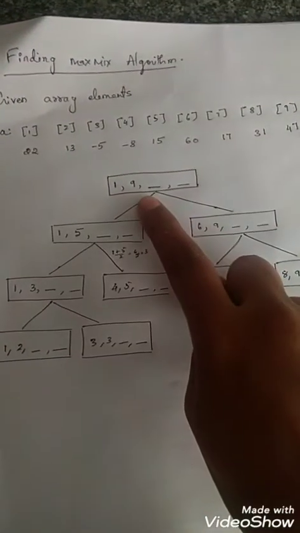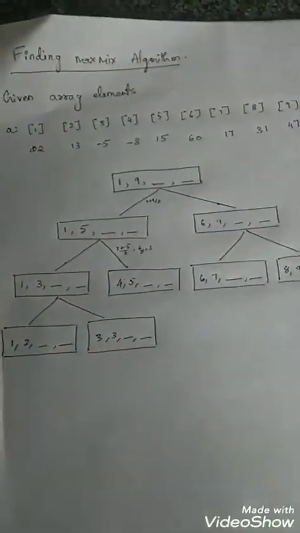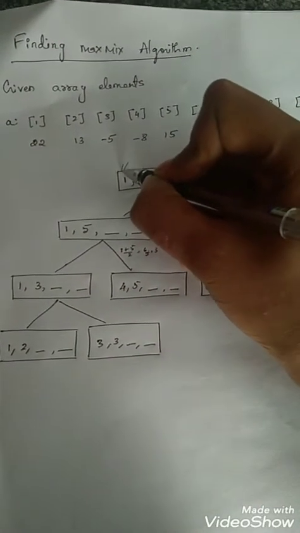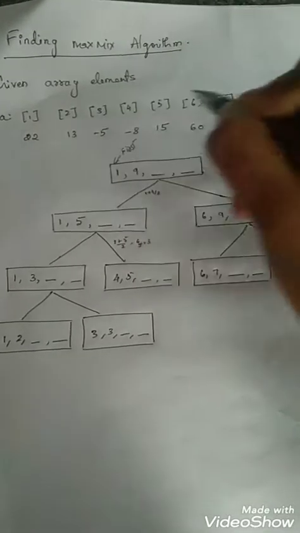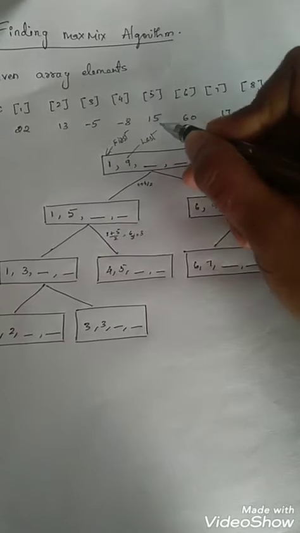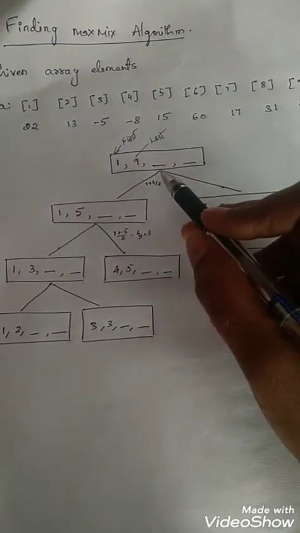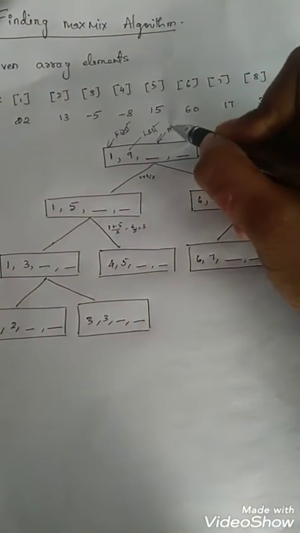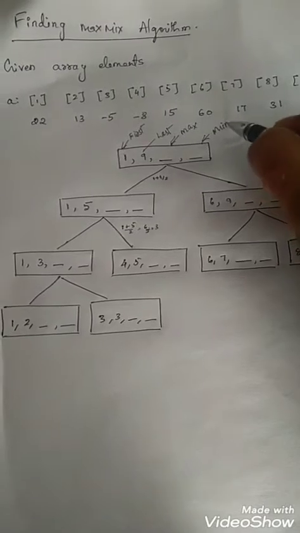Now starting from the root node, 1 indicates my lower index, that is the first index, and 9 is the last index. I have kept these two values as empty. This first one will give me the max element and this one will give me the min element.